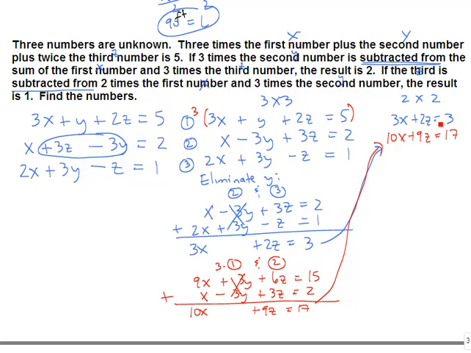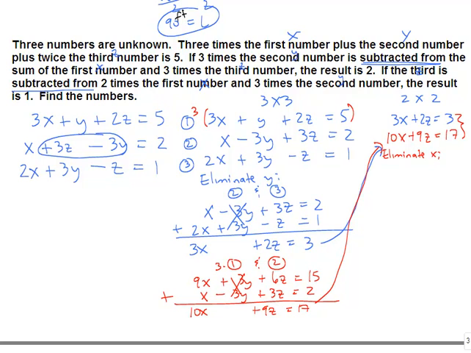So now I have my 2 by 2 system right here. My next task in solving this is, now that I've eliminated y, I'm going to need to either eliminate x or z, whichever looks easier. And in this case, they both look equally tough. So let's say we want to eliminate x. It doesn't really matter which one you do.